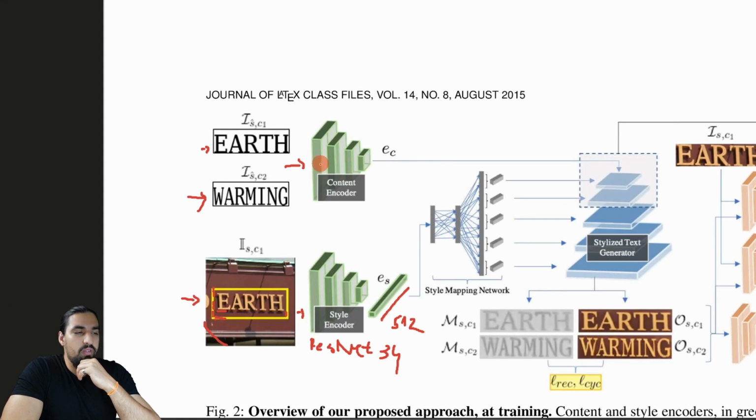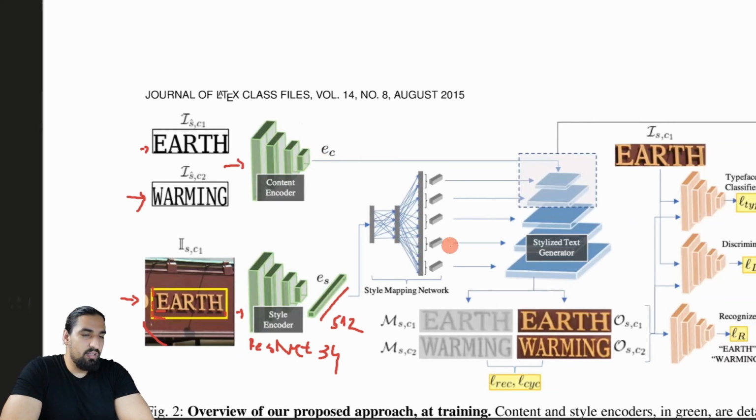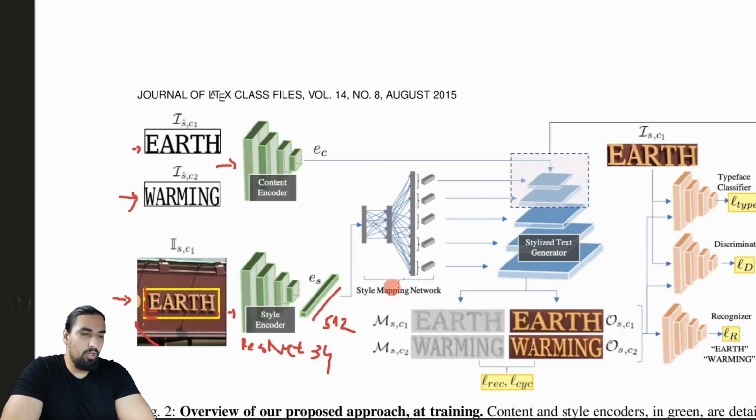The thing they do with content is they just create a tensor here. Like I said, they modify the ResNet 34, so they take just certain feature maps from a certain layer. And the next thing they do is, you can see here, they feed those into this generator, which is pretty much a modified StyleGAN generator.